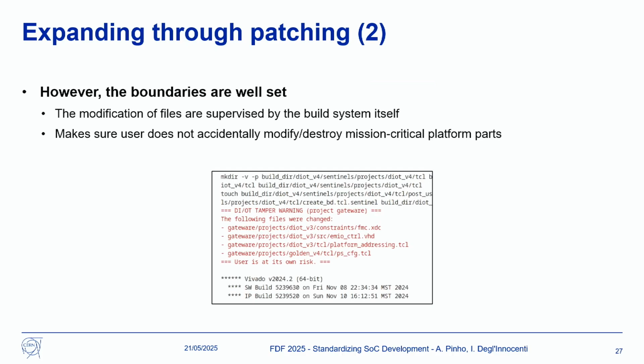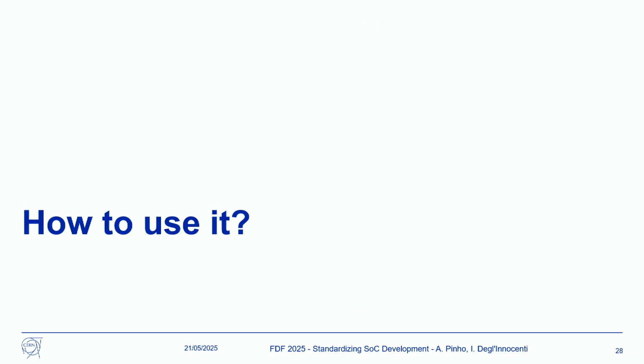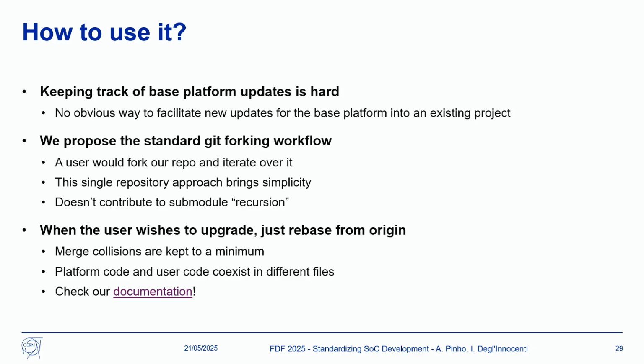So the final thing about this build system is we have a lot of flexibility, but we have to be careful and set the boundaries, because most of the things you're going to find in the repository are files for the platform. It's not intended for the user to modify. The user might accidentally modify them, and we make sure the user knows about this by printing in red, again on compilation, the sources that were changed, and advising the user to go back to modifying only the files that we provide. So how to use it?